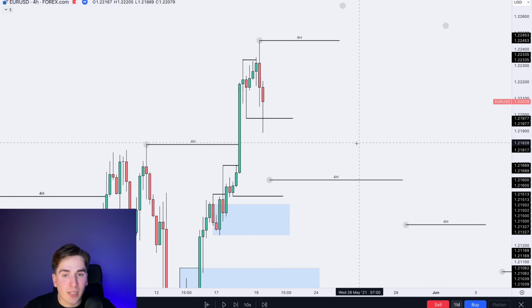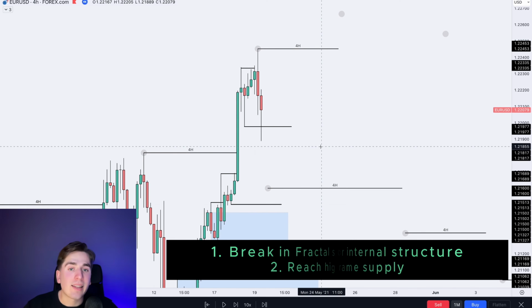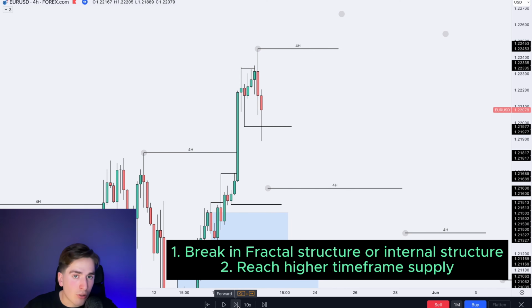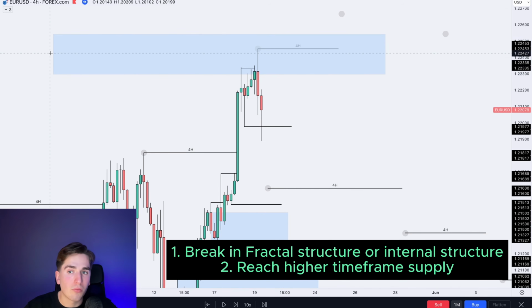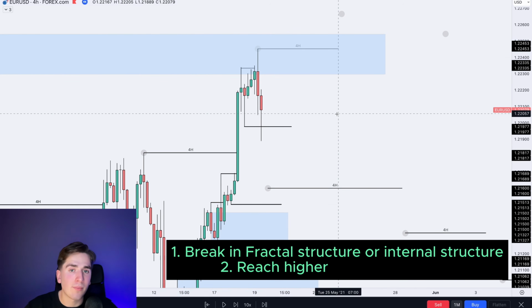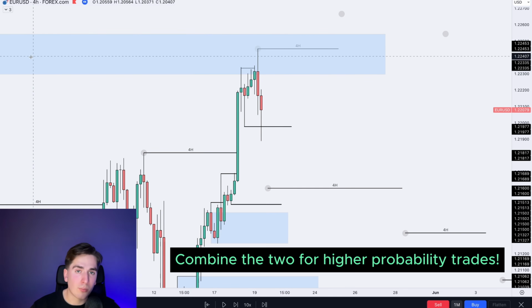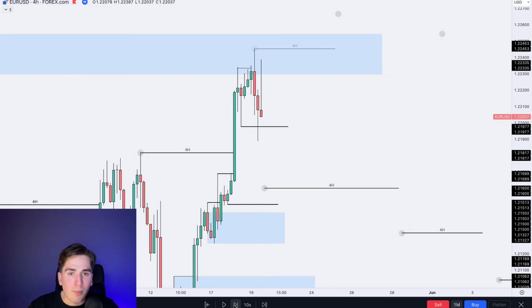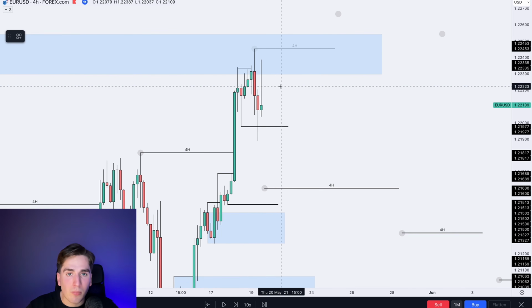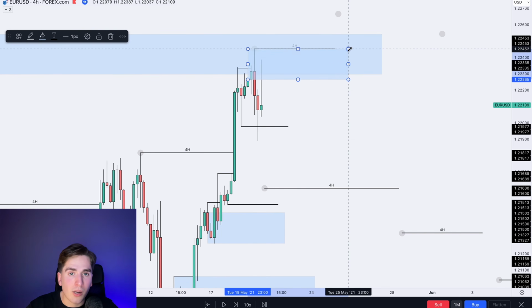When can we recognize that a pullback in towards the downside is coming? That is when we see a break in the overall fractal structure, or if we reach a higher time frame area of supply, which we might have had to our left over there. And obviously, if you combine the overall supply zone together with that fractal structure, that is when it gets the strongest.